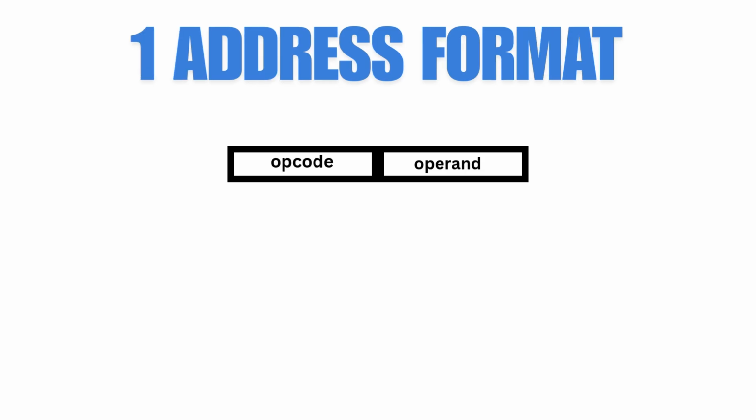One address format is an instruction format where only one operand is explicitly specified within the instruction. The second operand is implicit and usually means the accumulator, a special-purpose register in the ALU used for storing temporary results. This means the instruction assumes that one of the operands is already in a predetermined register or memory location.